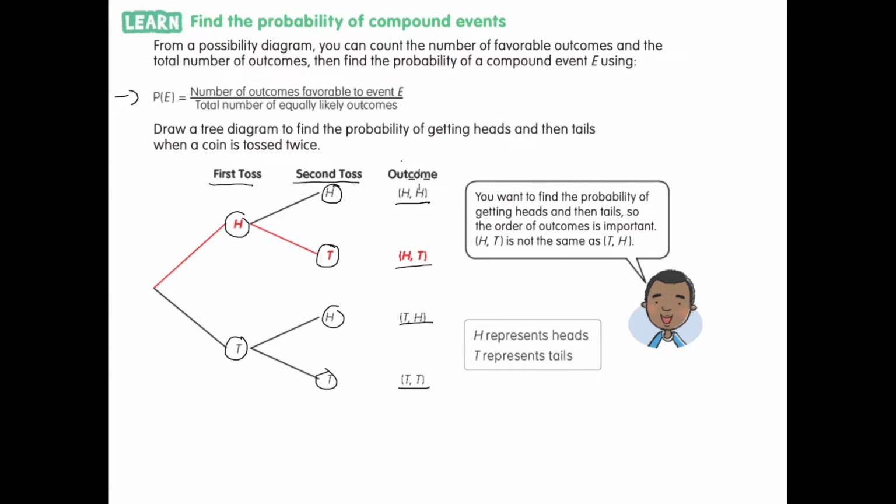So if we flipped a coin 2 times, there are 4 possible outcomes. So if we're looking for a probability of flipping the coin twice and landing on heads and then tails, there's only one time that occurs, heads first, then tails. So that's 1 out of a possibility of 4 total events. So the probability of event E occurring in this situation is 1 out of 4.